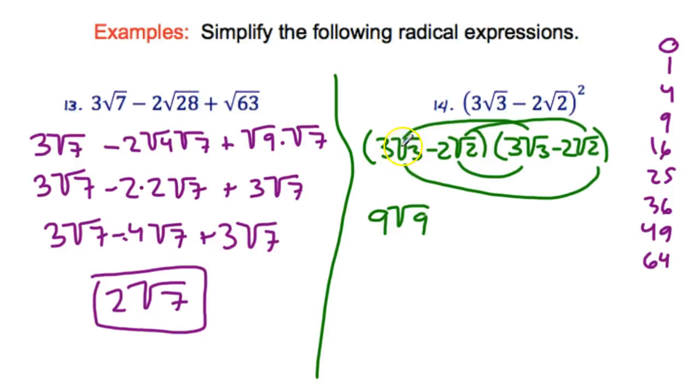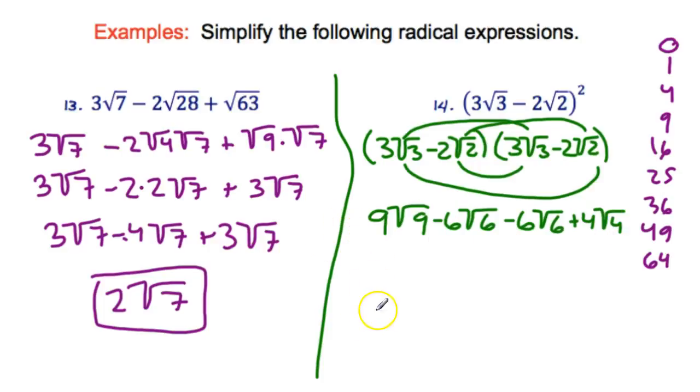Let me do the outer ones. So 3 radical 3 times negative 2 radical 2. Well, 3 times negative 2 is negative 6. Radical 3 times radical 2 is radical 6. Alright, let me do the inside ones. Negative 2 radical 2 times 3 radical 3. Negative 2 times 3 is negative 6. Radical 2 times radical 3 is radical 6. And now I'll do the last ones. Negative 2 times negative 2 is a plus 4. Radical 2 times radical 2 is a radical 4.